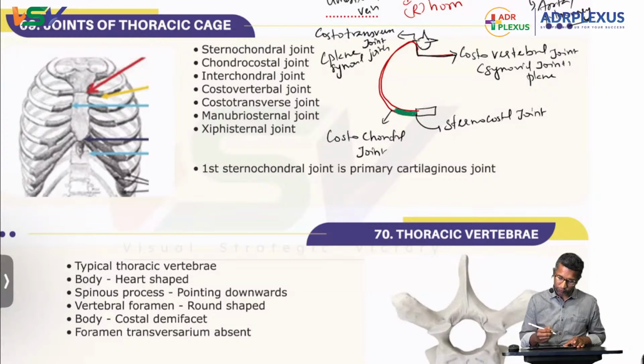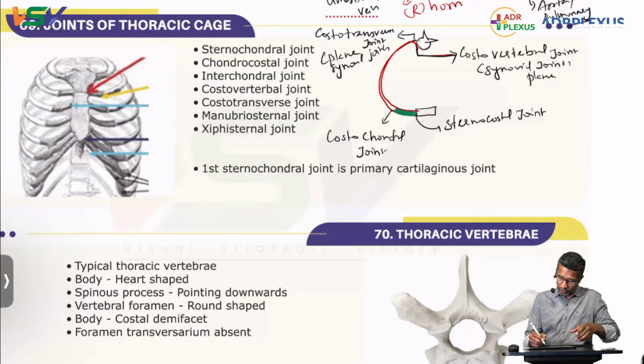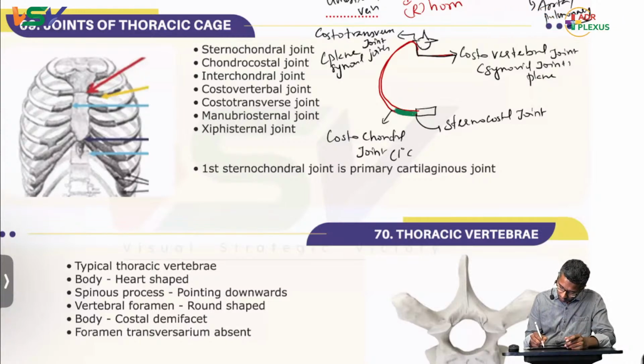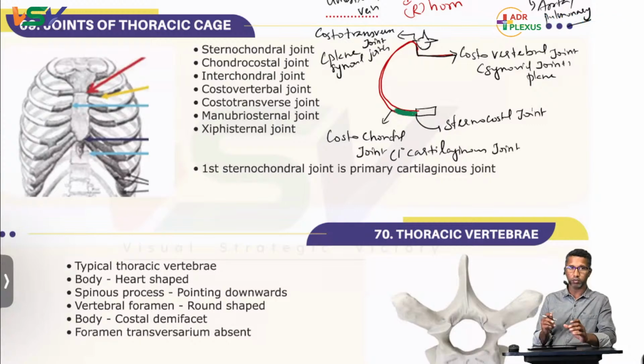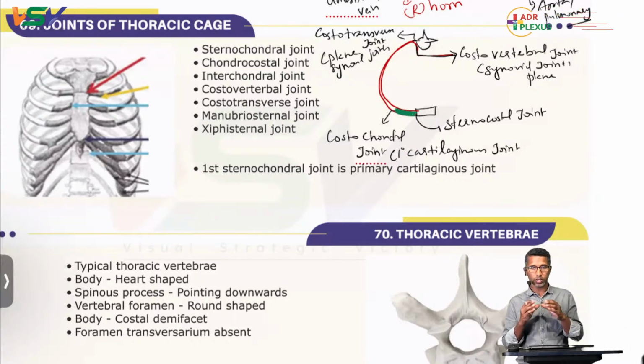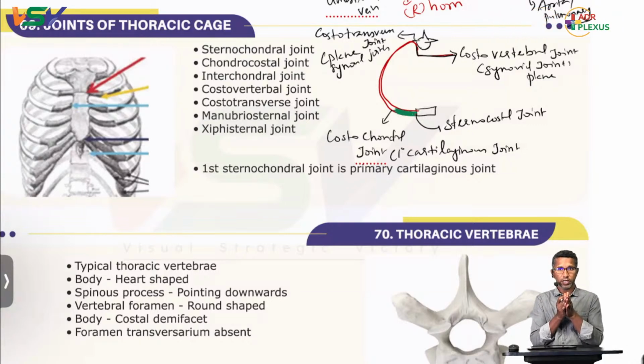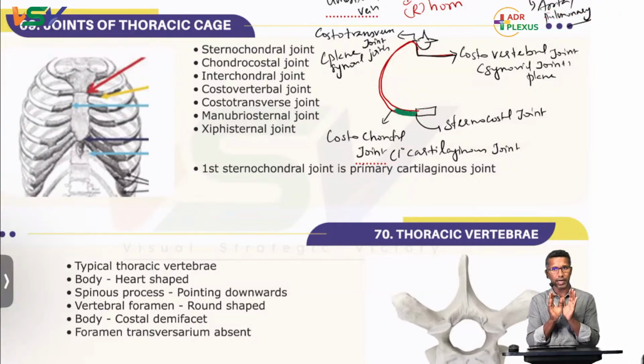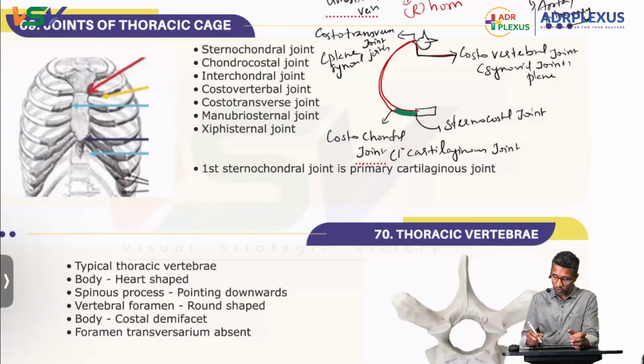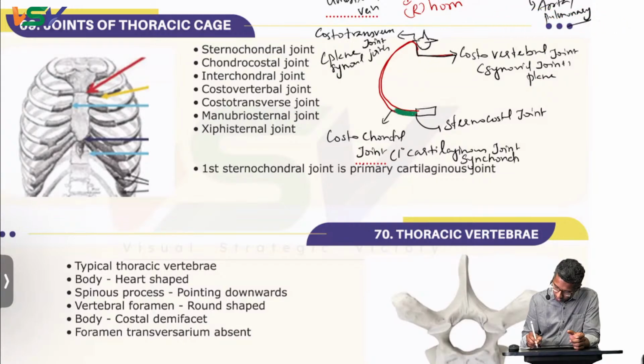Very, very important question: the costochondral joint is a primary cartilaginous joint. I will tell you what a primary cartilaginous joint is. Primary cartilaginous joints are two bones which are connected by a hyaline cartilage. That is also called by another name, synchondrosis.